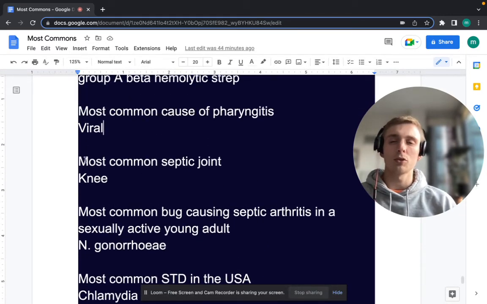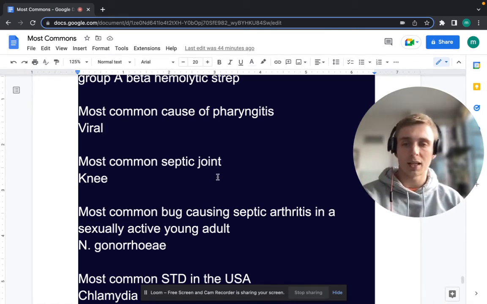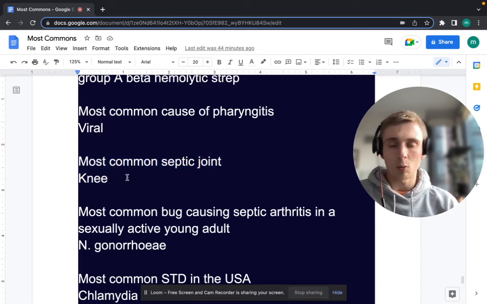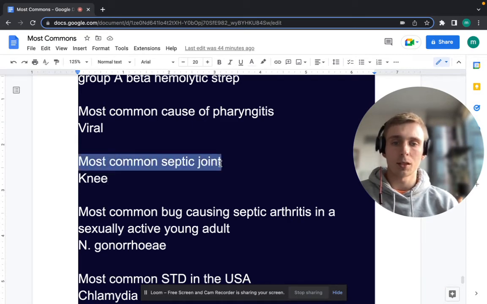How about what is the most common joint to become septic? The most common joint that becomes septic is the knee joint. The knee is the most common septic joint. And how many white blood cells do we need to see on arthrocentesis to call it a septic joint, typically, according to question stems, not real life? It's going to be over 50,000. So over 50,000 white blood cells, then you want to consider it a septic joint.